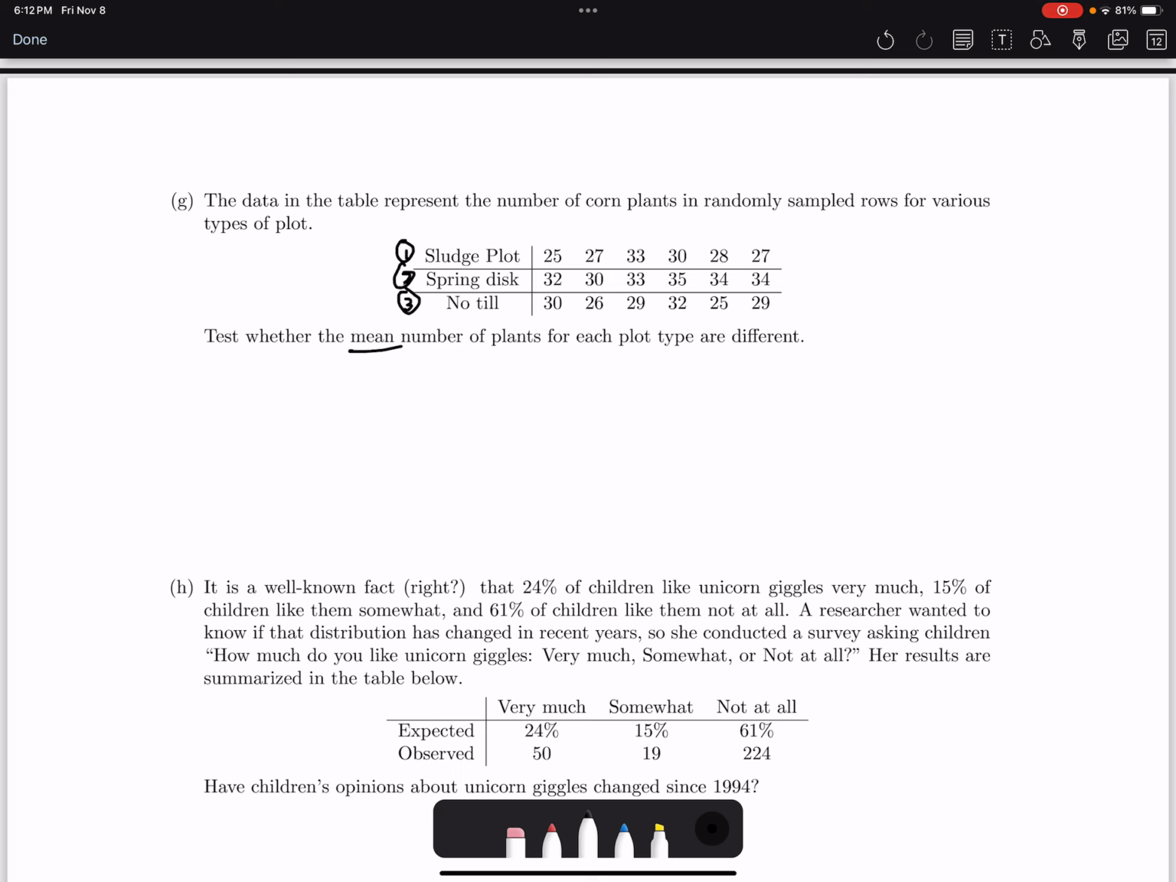What test do we run? We run an ANOVA, right? We run an ANOVA when we're testing three means. The null hypothesis is that the average number of corn plants is the same on each of the three plot types, and the alternative is that at least one mean is different. Okay, we're going to run an ANOVA test. Easy. Okay, part H.